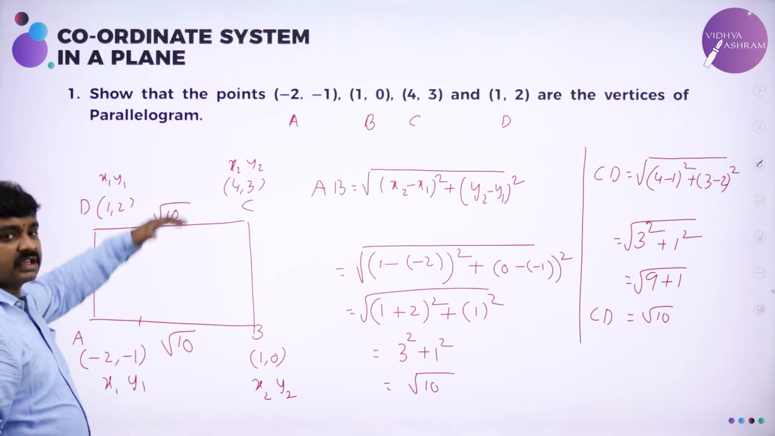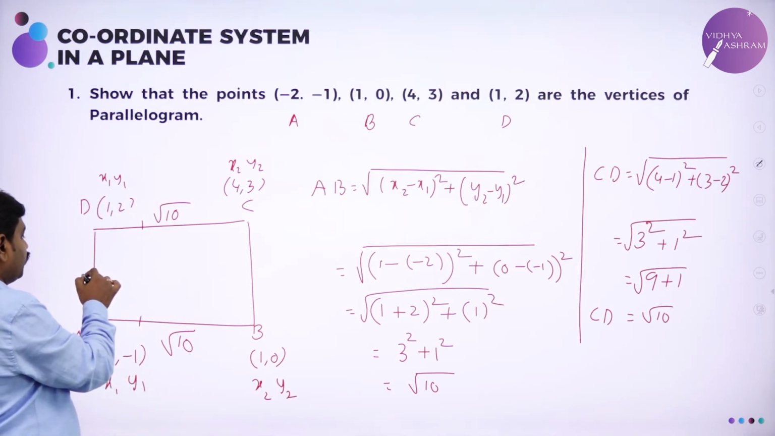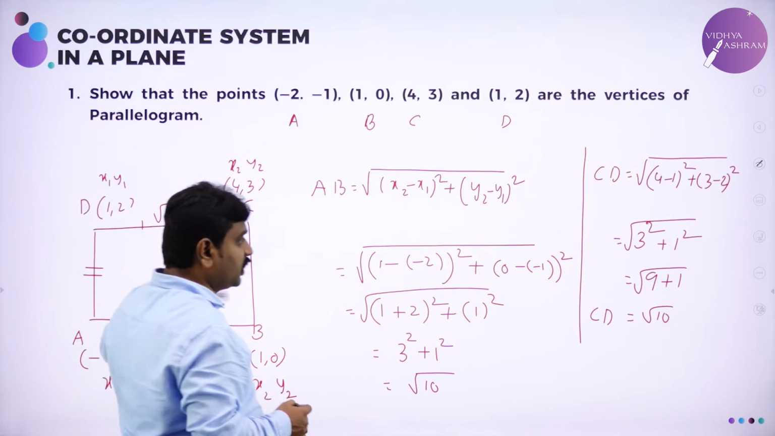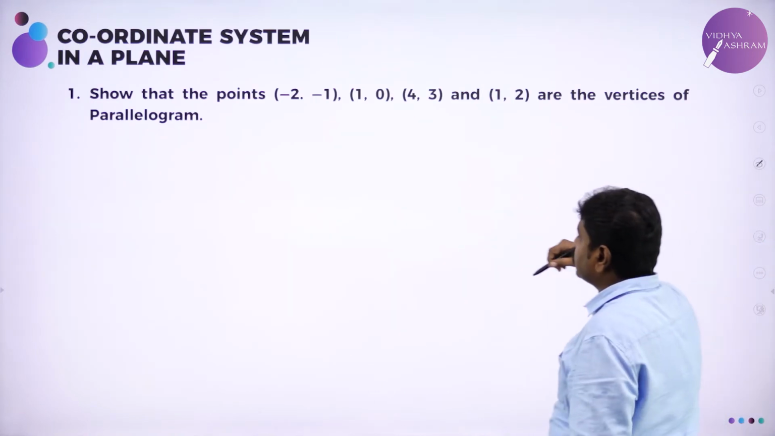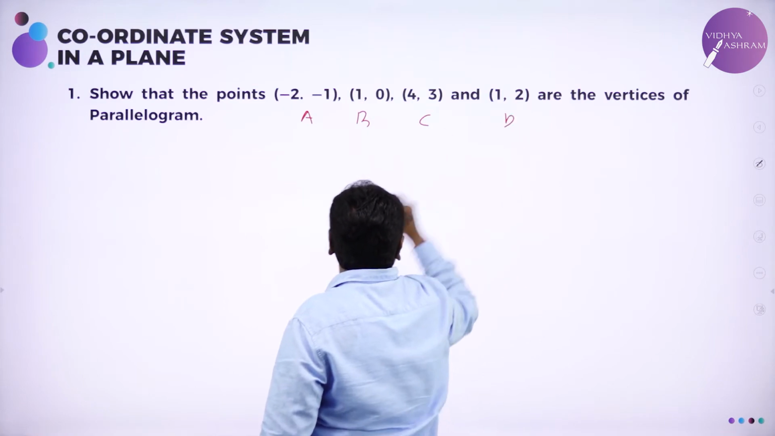This length and this length are the same. So one pair of opposite sides are equal. Now I have to check AD and BC. Both I got as root 10. Now I will continue with the remaining. I name this as A, B, C, D.